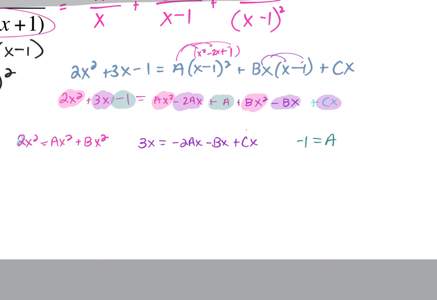So now I can simplify. From the first one, I can cancel out all the x squareds because I could divide, each term has the x squared. If you've done it right, this is how it will always work. And I get 2 equals a plus b.